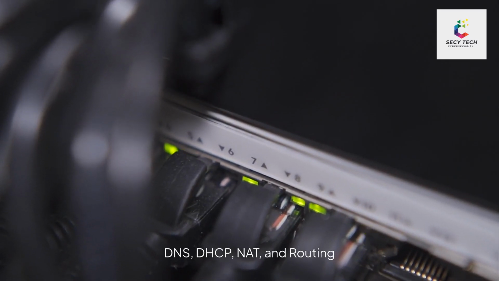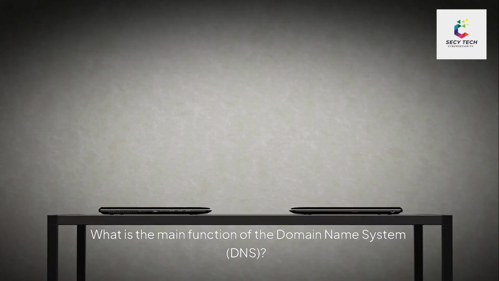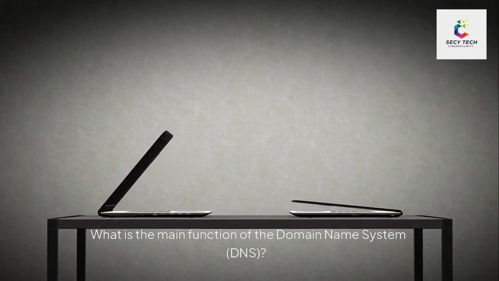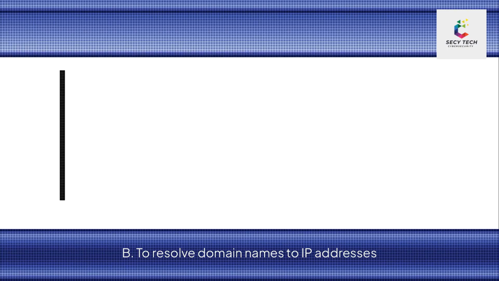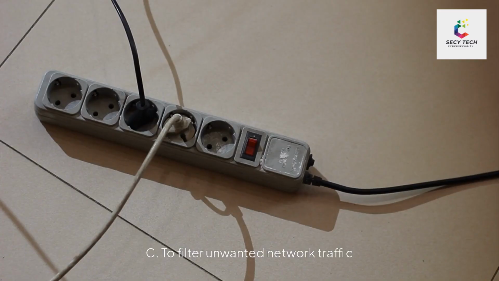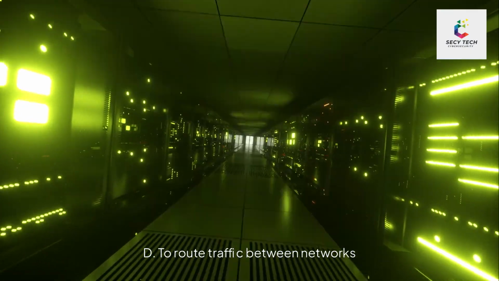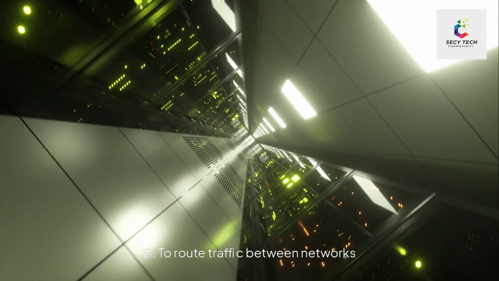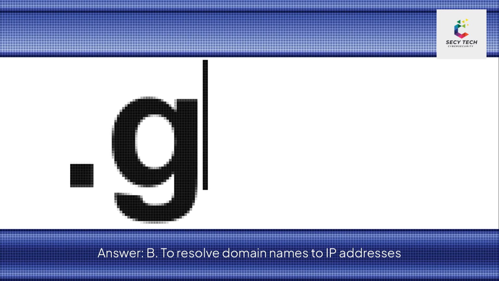DNS, DHCP, NAT, and routing. Q7. What is the main function of the Domain Name System, DNS? A. To assign IP addresses to devices in a network. B. To resolve domain names to IP addresses. C. To filter unwanted network traffic. D. To route traffic between networks. Answer: B. To resolve domain names to IP addresses.